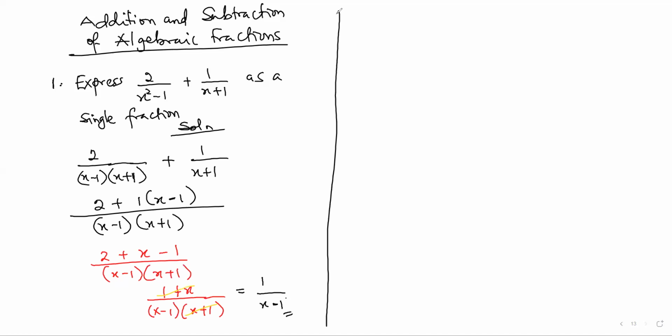Okay, so let's take another question. Express 2 divided by x plus 3 minus 1 divided by 2x squared plus 5x minus 3 as a single fraction.